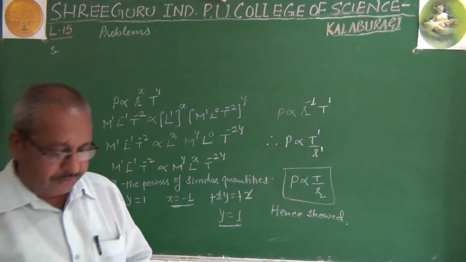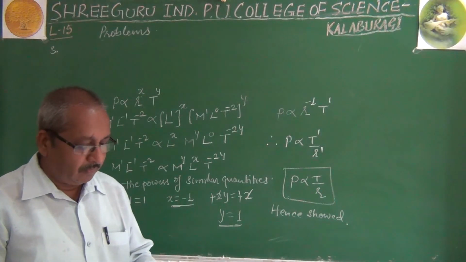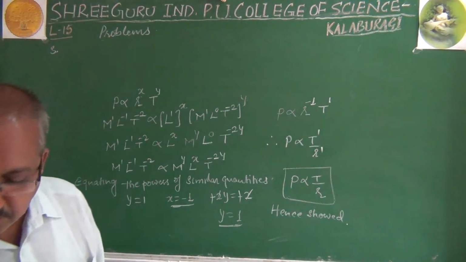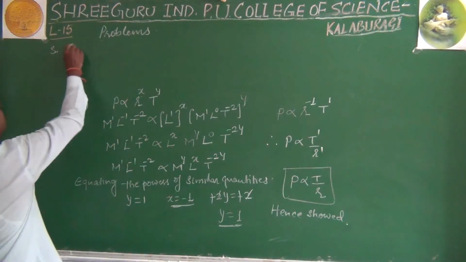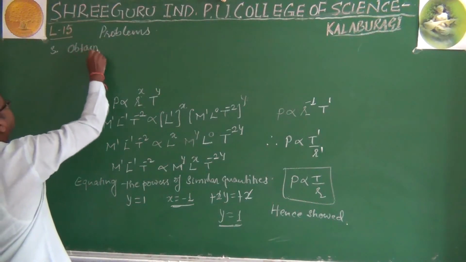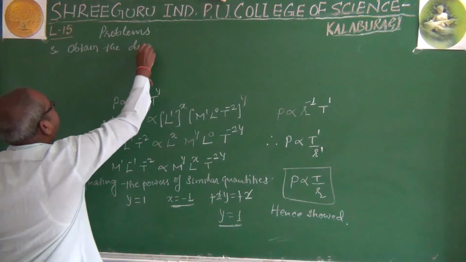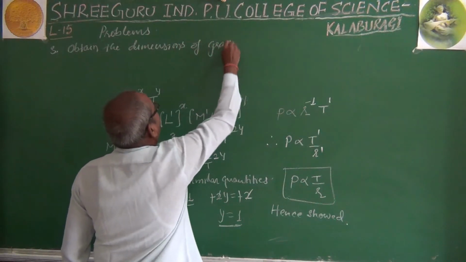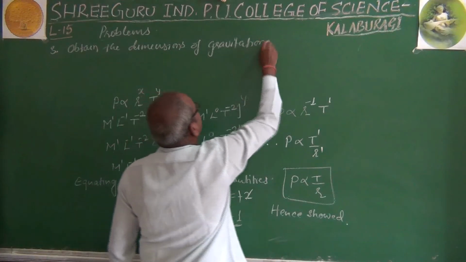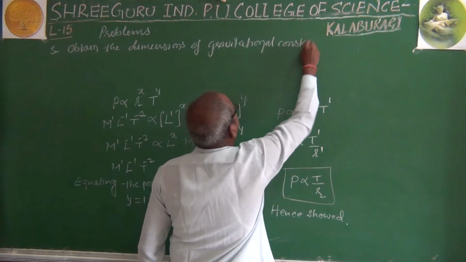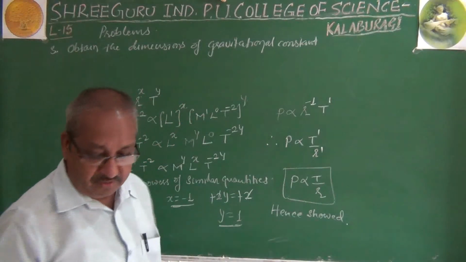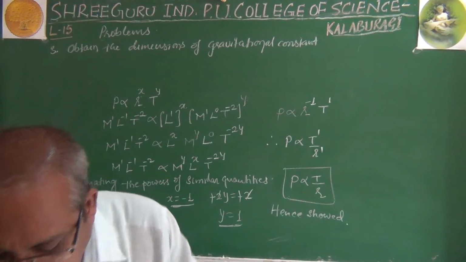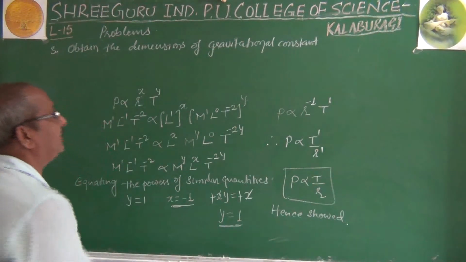So here, this third question: obtain the dimensions of the gravitational constant, starting from Newton's law of gravitation.